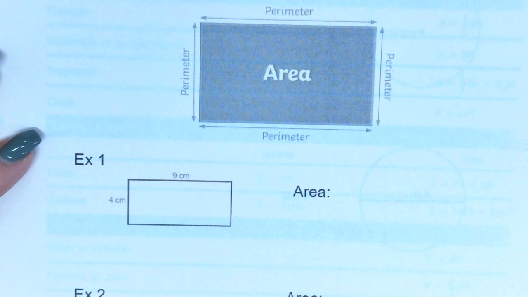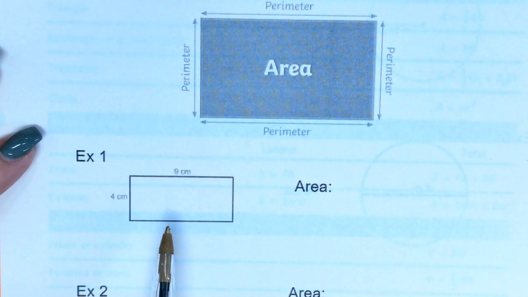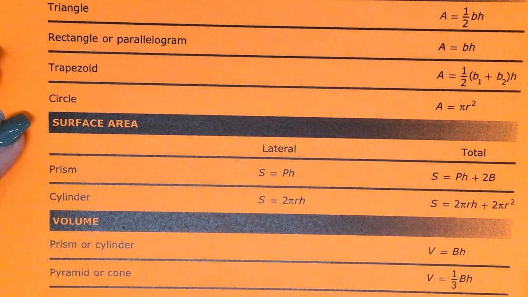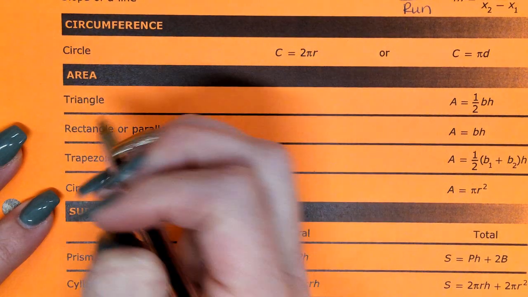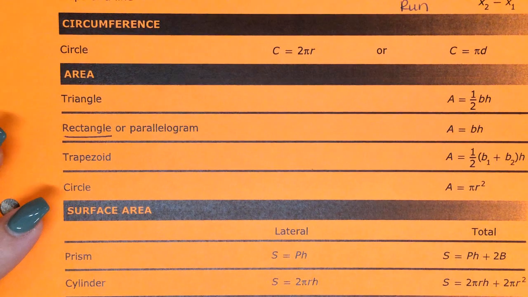So let's look at example 1. What kind of shape is this? I didn't hear but 2 people. What kind of shape is this? Rectangle. So you're going to go to your star chart to the section titled area and you're going to find rectangle.